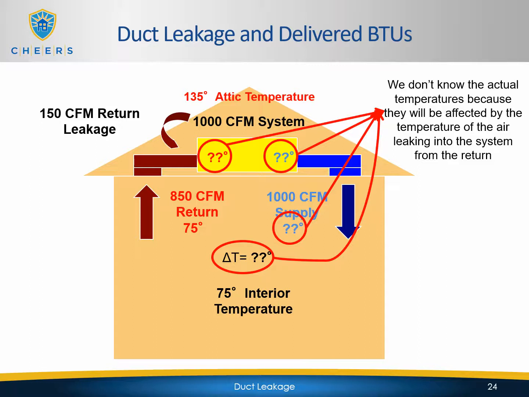So we have 850 CFMs coming in from inside the house through the return grill, and then we have 150 CFMs being introduced from the attic through some kind of return leak into the system. So like I said, we don't know the actual temperatures because they will be affected by the temperature of the air leaking into the system from the return. So we have to figure those out.